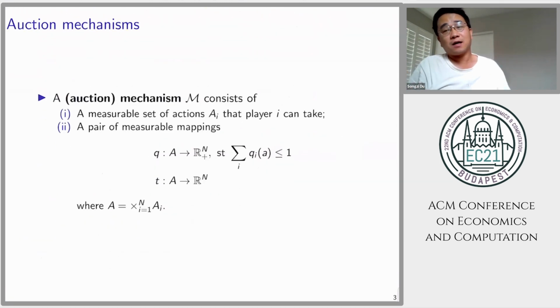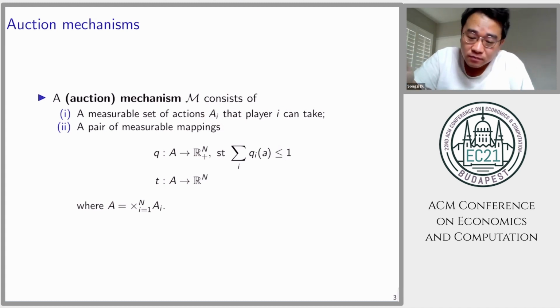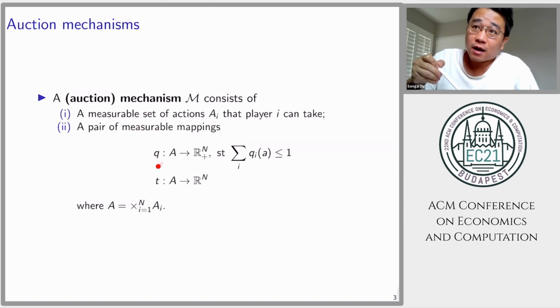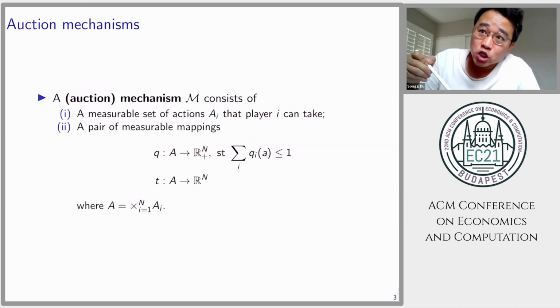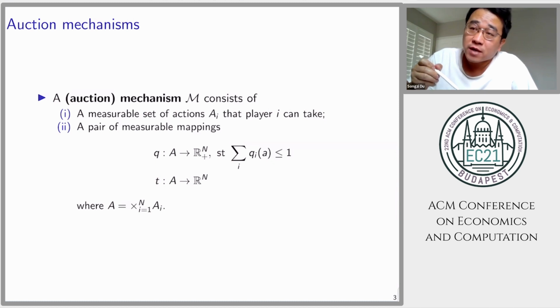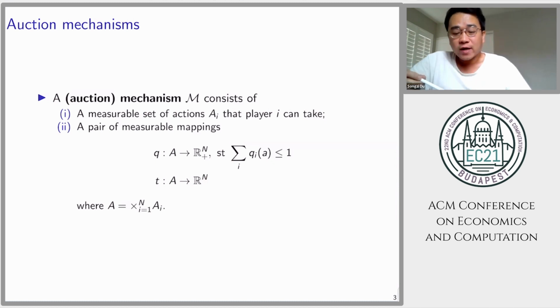Just to review the basic setup, an auction has a set of actions, the messages that the players can take. In general, a mechanism has a set of actions, then an allocation rule, a mapping from action profiles to probabilities of allocation, as well as a transfer rule, a mapping from action profiles to how much they have to pay. So this defines a game of simultaneous moves.